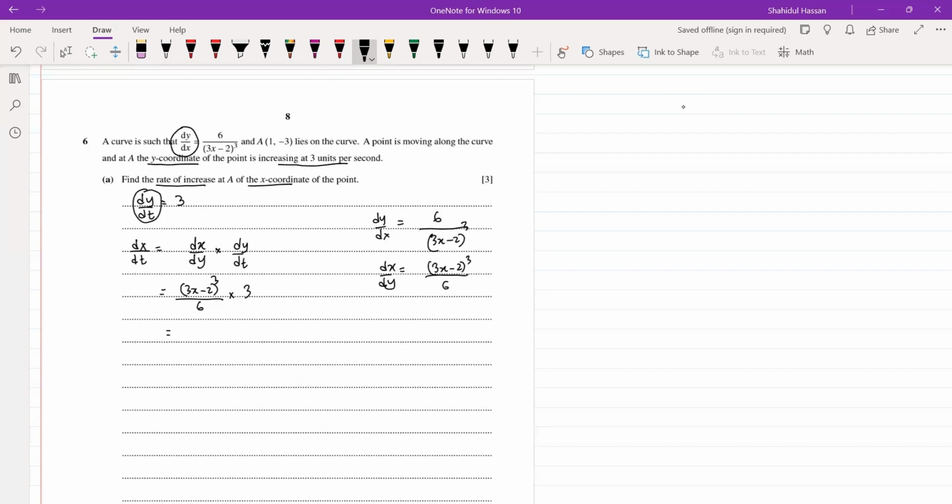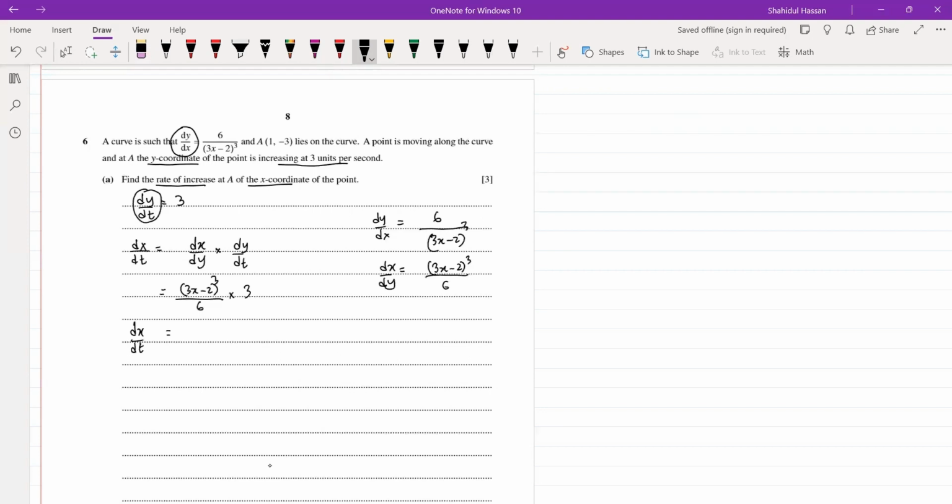So the question is find the rate of increase at A of the x coordinate of the point, meaning we have to find dx by dt. Now we have a variable x here. How can we deal with this variable x? So we need a value of x if we want to find dx by dt.